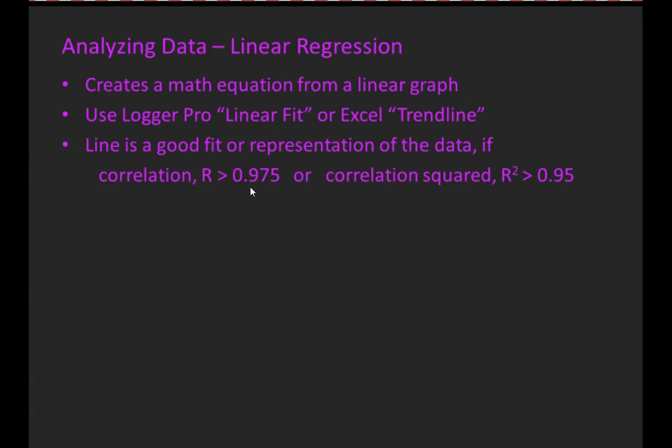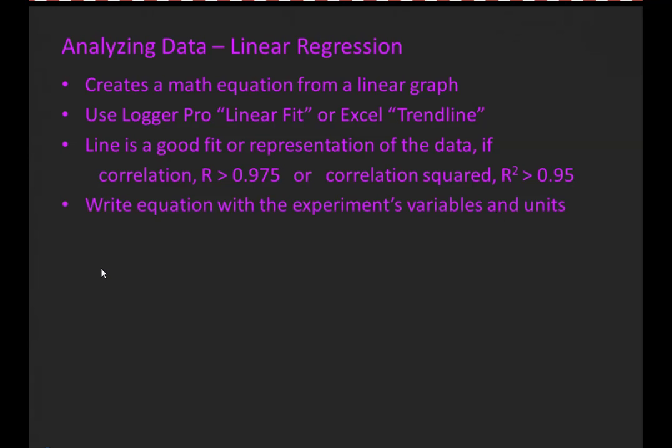Now, a couple of things I want to point out about the correlation. First of all, a perfect correlation would be 1.0, and of course a perfect correlation squared would also be 1.0. These correlations can be negative or positive. I'm talking about the absolute value of the correlation. Now, if you're using LoggerPro, it will give you the correlation R. If you're using Excel's trendline, it'll give you the correlation squared.